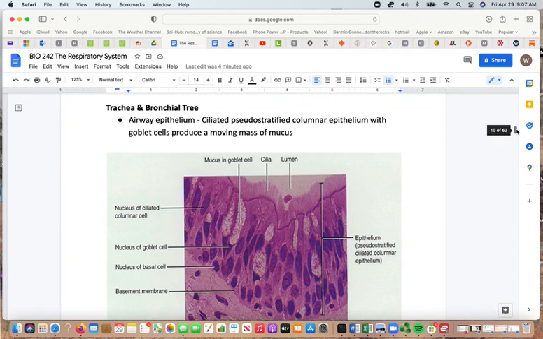So your airway epithelium are going to be ciliated pseudostratified columnar epithelium along with those goblet cells. So here you can see the cilia on this picture of this type of epithelia. And then you've got the goblet cells.